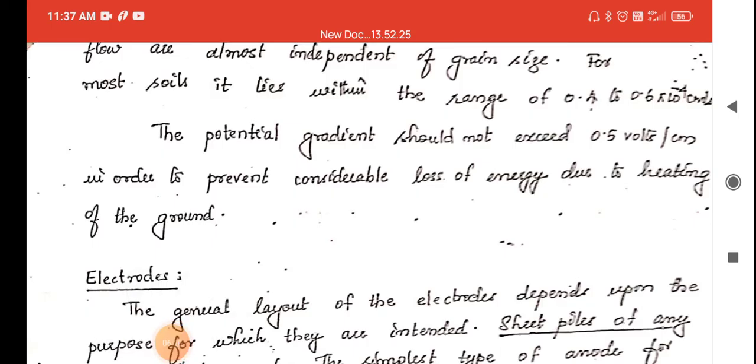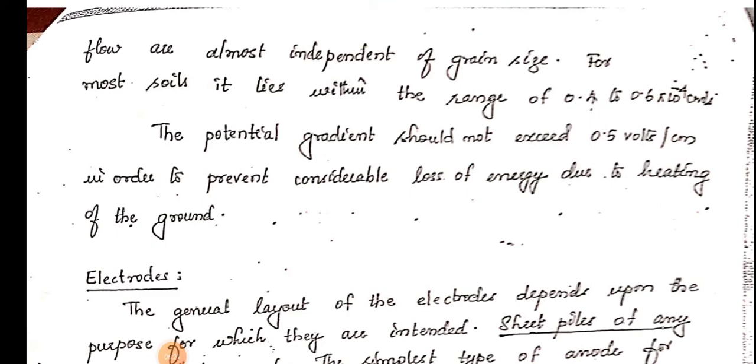The potential gradient or potential drop between the anode and cathode should not exceed 0.5 volts per centimeter, in order to prevent considerable loss of energy due to heating of the ground. When this process occurs, there may be heating of the ground. Since we are applying an electromotive force between the cathode and anode, and ions are attracted towards the electrodes, as we apply this electromotive force there may be chances of the ground getting heated up. So the potential drop should not exceed 0.5 volts per centimeter.